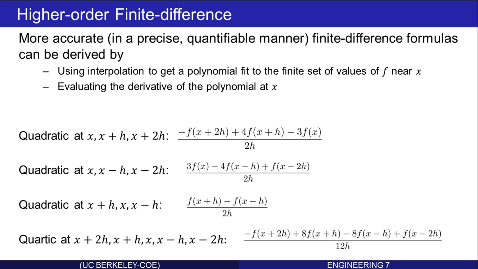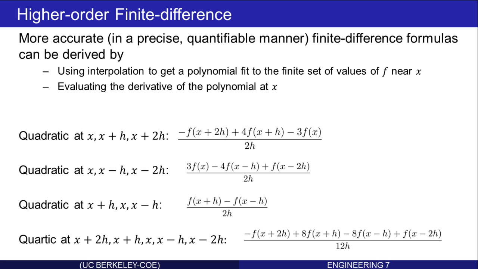Finally, I'll throw out a quartic. This one is a centered quartic. All these can be derived, centered, forward, backward. This one is centered at x, using x plus h, x plus 2h, x minus h, and x minus 2h. Interestingly, it also ends up not using the value of f at x. It only uses the 2 forward values and the 2 backward values. But I want to reiterate that this is what is obtained by fitting a quartic through those 5 points and then computing the derivative of that quartic at x. Here's the formula.